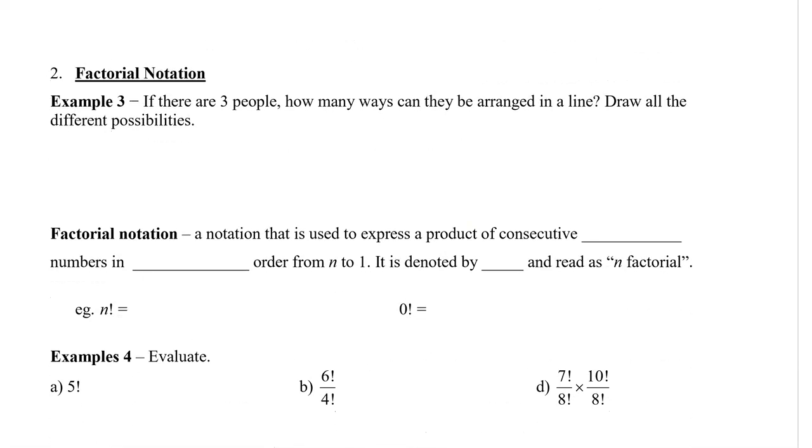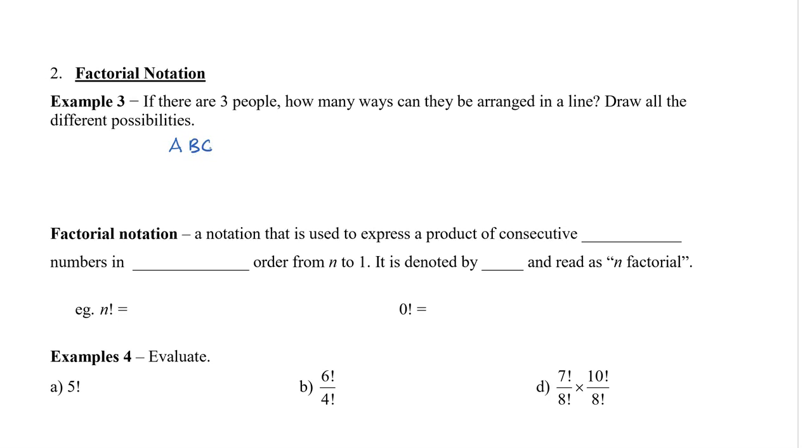Okay, so this brings us to something called factorial notation. So let's say that we have 3 people. How many ways can they be arranged in a line? And let's draw all the different possibilities. So let's call these three people A, B, C.